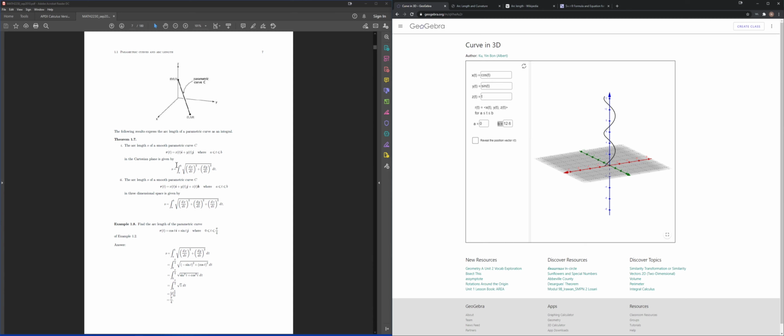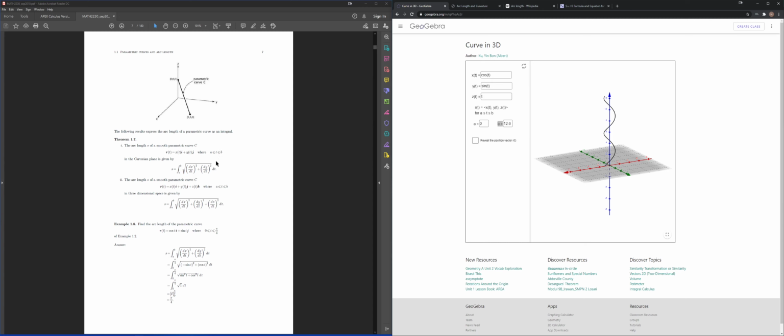How you get the arc length from this specification is you take the x of t and differentiate it with respect to t, take the y of t and differentiate it with respect to t. You square each of those, add them, and then take the square root of that. And then once you get this, you integrate that between these limits a and b.